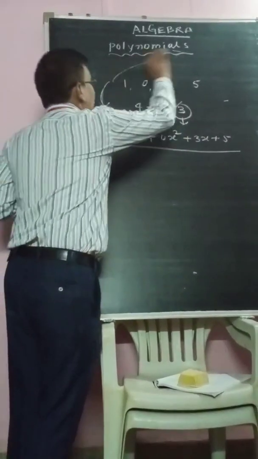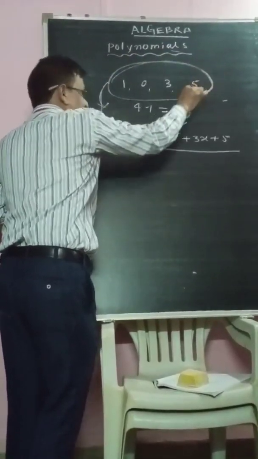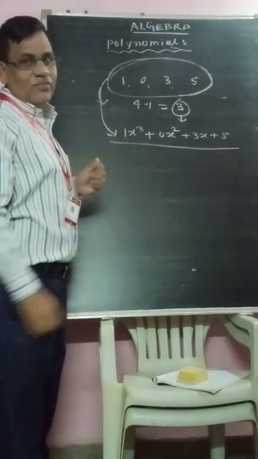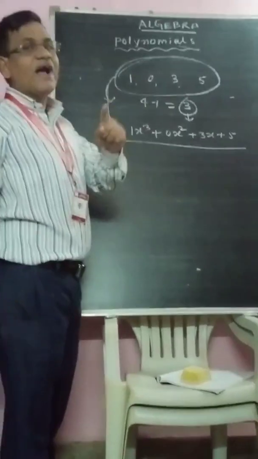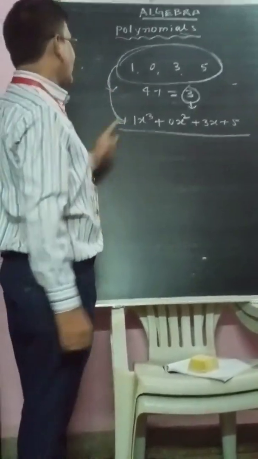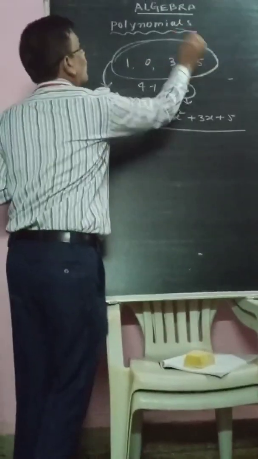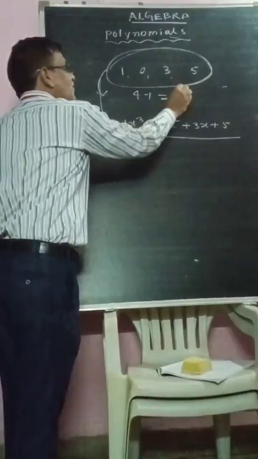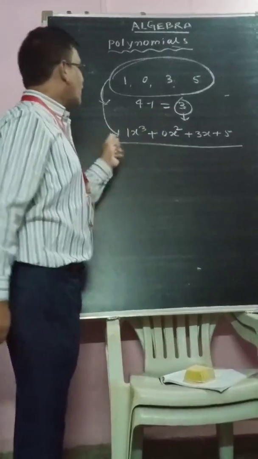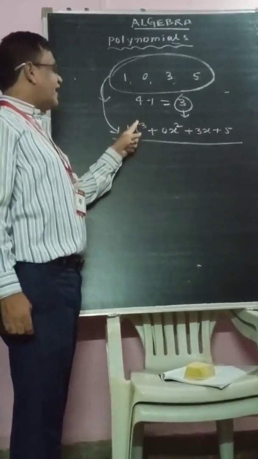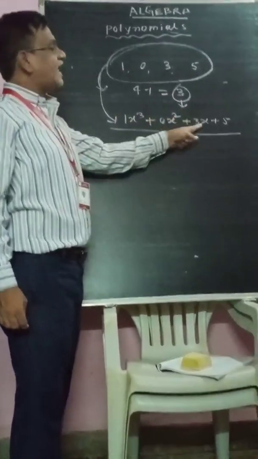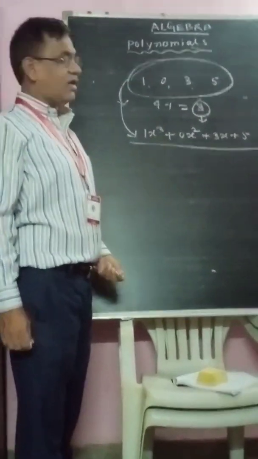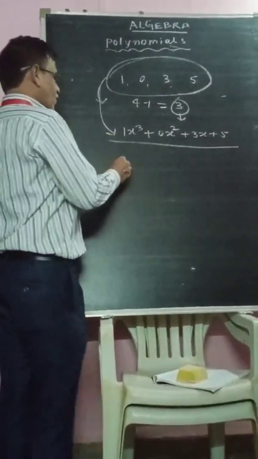You can count the total number of terms, subtract 1 from that number, and you get the highest power. See, 1, 2, 3, 4. 4 terms are there. Means 4 minus 1, that is 3. The highest power of the polynomial is 3. Then you take the first one with the highest power, then next, then next, in descending order. Right. One more I will give you.